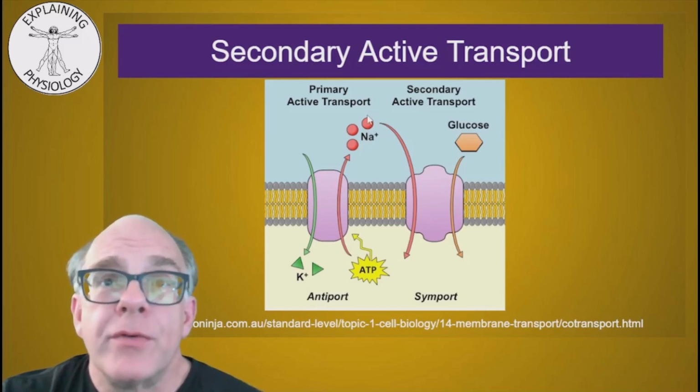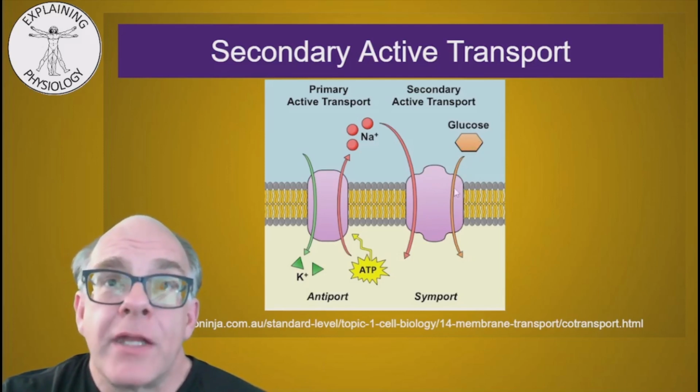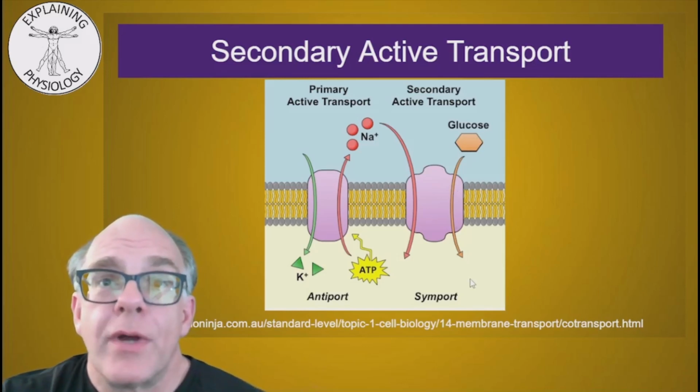So one molecule is moving down its concentration gradient, and it is basically dragging another molecule with it. In this case, it's dragging a glucose molecule that is interacting with a different portion of this transmembrane protein to move it across the membrane.